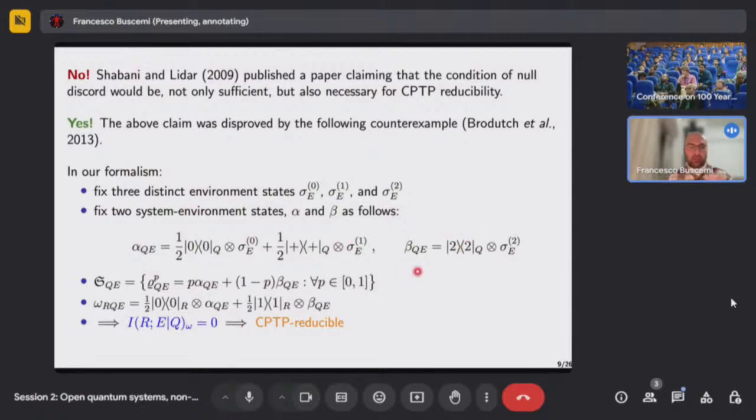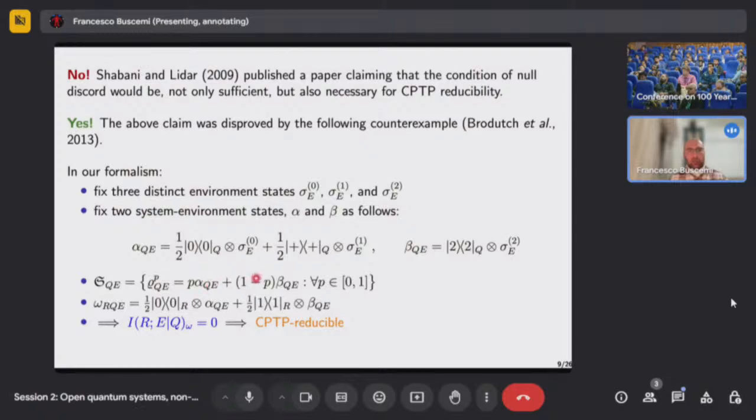And these two states are divided in this way. And the state of initial correlation is just the convex mixture, all possible convex mixtures between these two states. Now, because in the alpha state you have both 0 and plus, you cannot say that the correlations between system and environment are purely classical anymore. This is a state with non-zero quantum discord, using the nomenclature of discord.